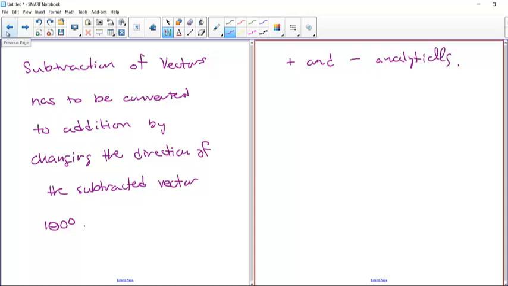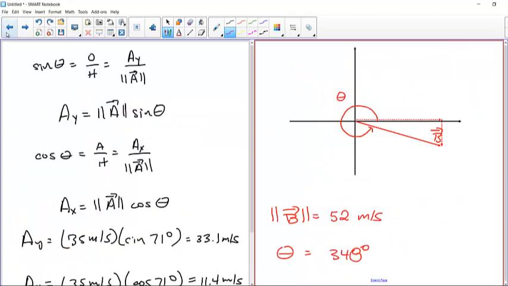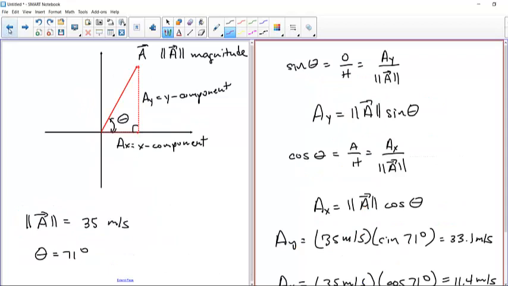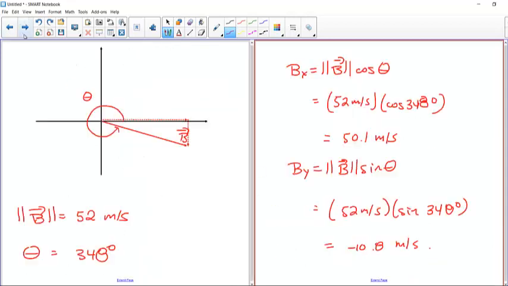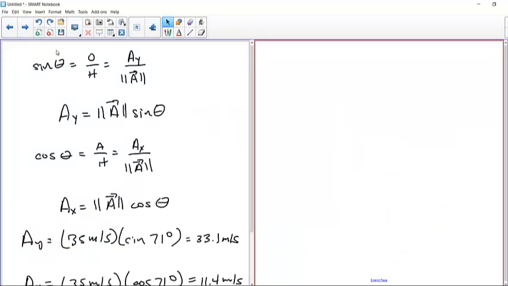And the way we're going to do that is we're going to go back and use something we've already created. So back here we took vector A and we broke it up into two components, and we took vector B and we broke it into two components. So what we want to do is insert a page here and use these two examples to do the addition.